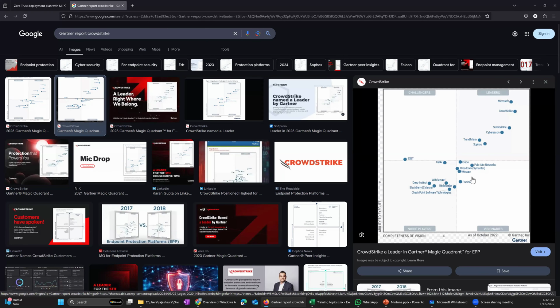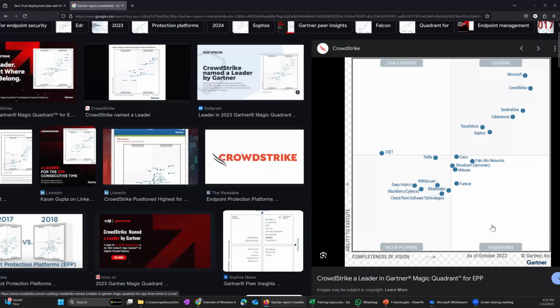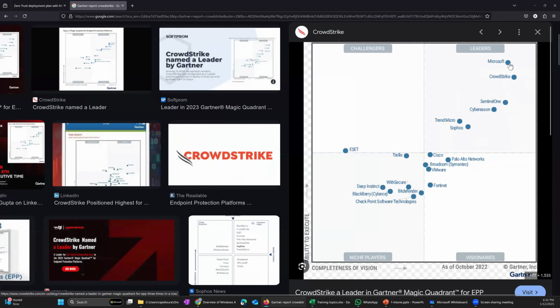So as you can see, there are so many products in this Gartner report, right? This is in 2022. You see, Microsoft is still the leader. Second comes CrowdStrike, then comes Sentinel One, then comes Cybereason and so forth. Imagine learning a product like Microsoft Defender for Endpoint and Intune, where every customer wants to go.